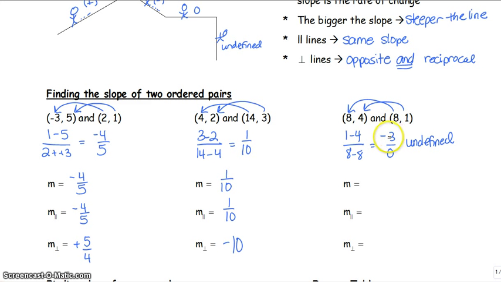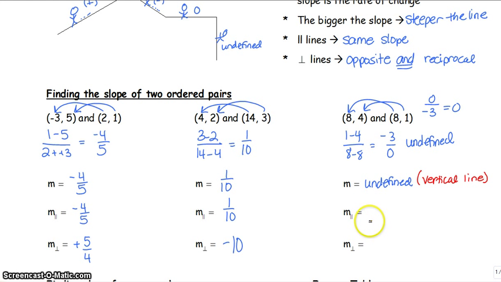So 0 can be on the top. We know that 0 over negative 3 is 0, so we'd have a slope of 0 there. But if 0 is on the bottom, then it's undefined. So our given slope is undefined. And hopefully you know that undefined slopes correspond to vertical lines. Every vertical line is going to have an undefined slope.